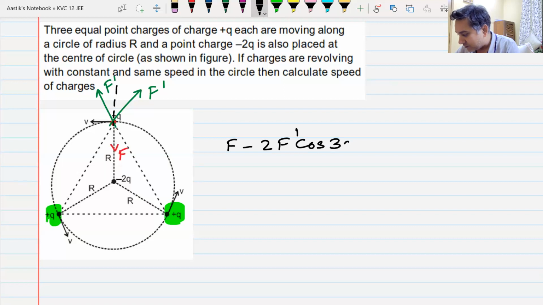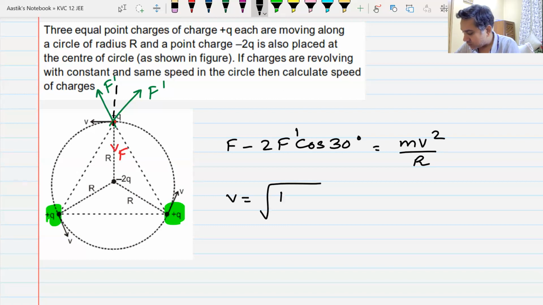Do you remember that question that we did? Equilateral triangle. Yes, that's it. That is your answer. You just put the value of F and that will be equal to mv square by r. The answer is under root KQ square by 2m, times 2 minus 1 by root 3.